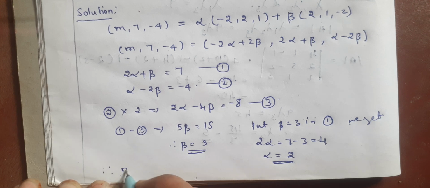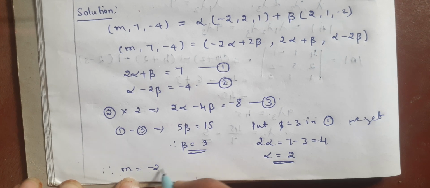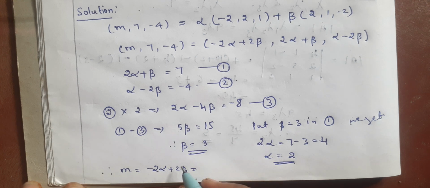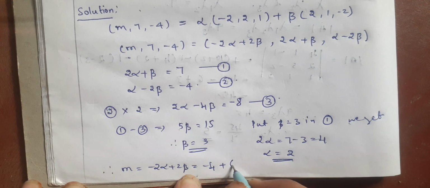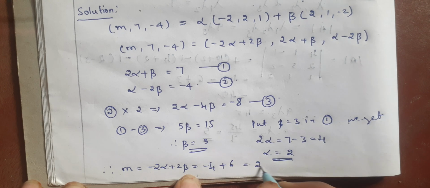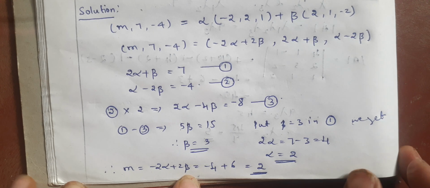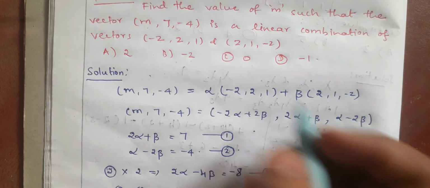Therefore, m is equal to -2 alpha plus 2 beta. This is nothing but -2 into 2, that is -4, plus 6, that is 2. So the value of m is equal to 2. Option A is correct.